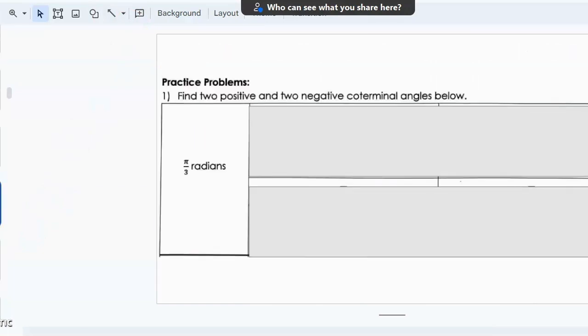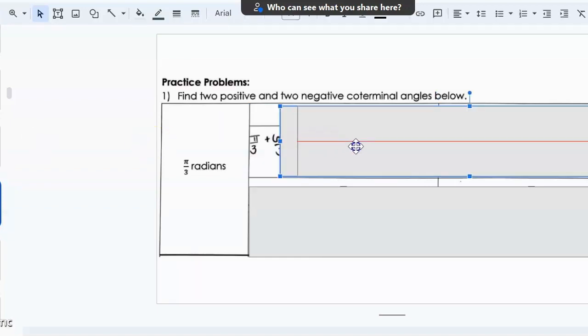So what you're going to try is adding 2 rotations for positives and also 2 rotations for negatives. To give you a little bit of assistance for this first problem, we say, okay, if I want to add pi over 3 to 2 pi, that means I'm really going to be adding pi over 3 plus 6 pi over 3. Hopefully you're confident as to why it's 6 pi over 3.